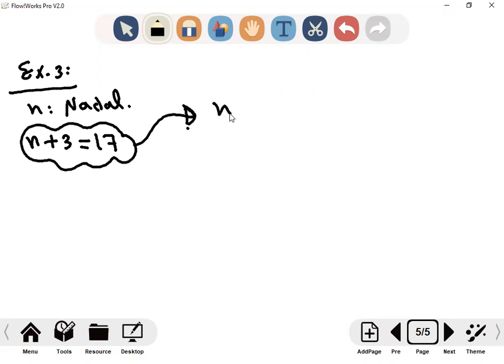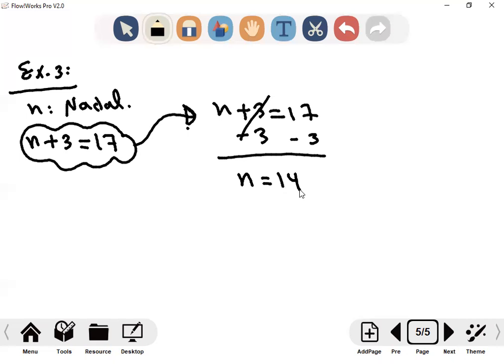To solve it now, we will follow our operations. So here, rewrite the equation, and we have plus 3. What will we do? We will subtract 3 on both sides. So n will be 14 titles. Title means medals or whatever. Cups, maybe.